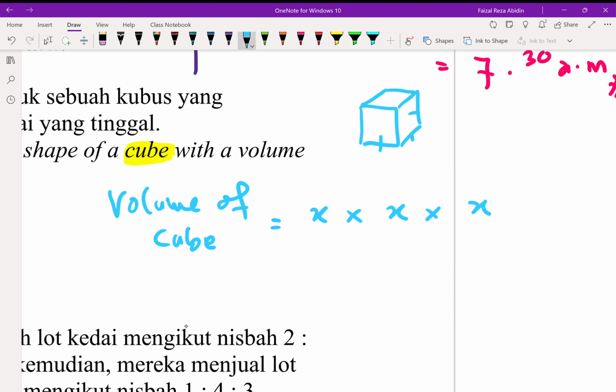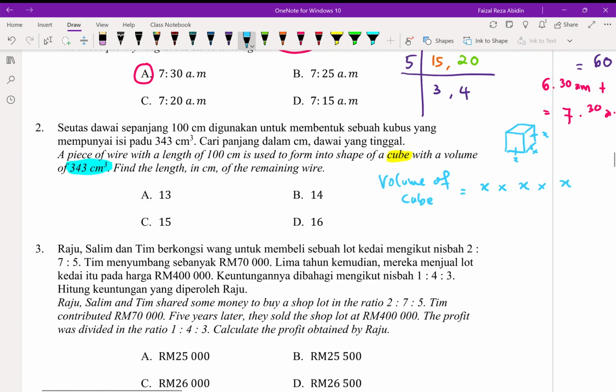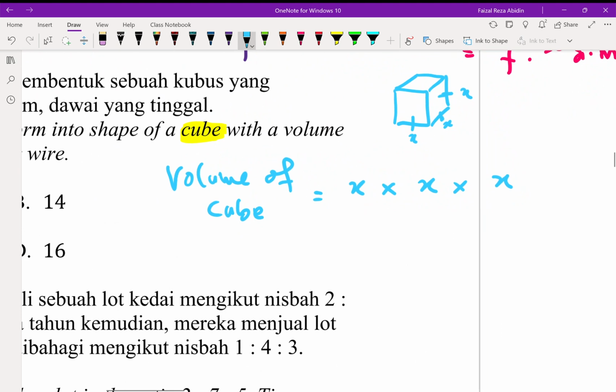So why did I use the same? Because I already asked you just now, the length, the width and the height are going to be the same. So that's why I'm using x, x and x here. Isn't it? Can? Did we have our volume just now? Yes, 343. So just substitute over here. 343 equals x times x times x. You're going to get x cubed, isn't it?